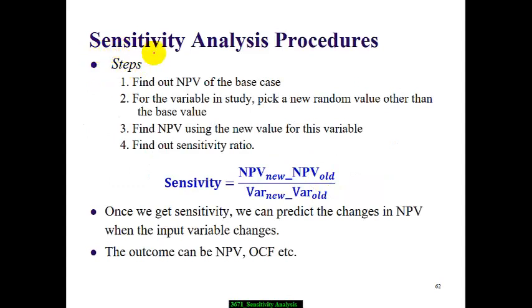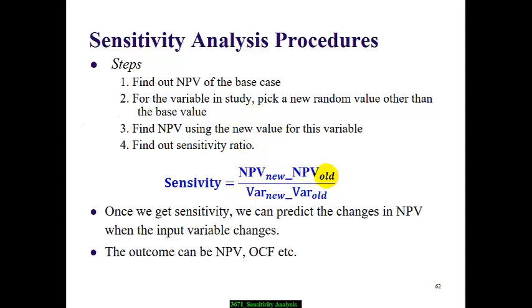To conduct a sensitivity analysis, for example, we want to look at the sensitivity of the NPV against one of the inputs, for example, price. What we're going to do is find out the net present value of the given information, which is our base case. Then for the variable we are interested in, we change it to a new number. We pick a new value other than the base value. Then we repeat our net present value procedure and find out the net present value given the new value of this variable.